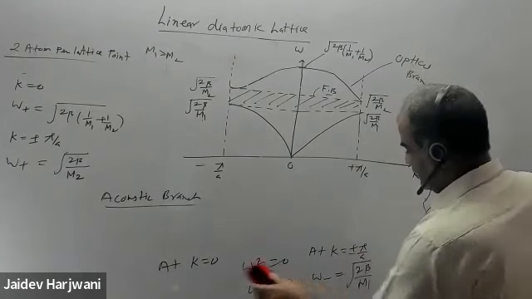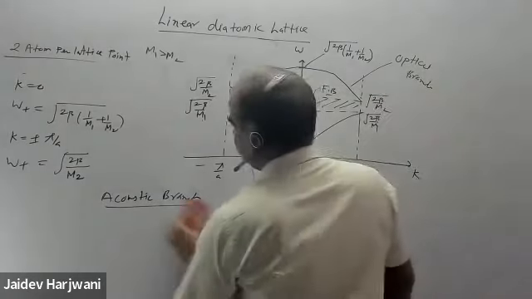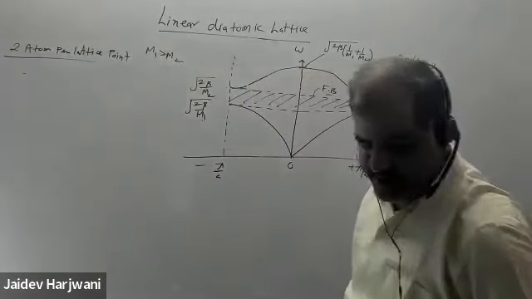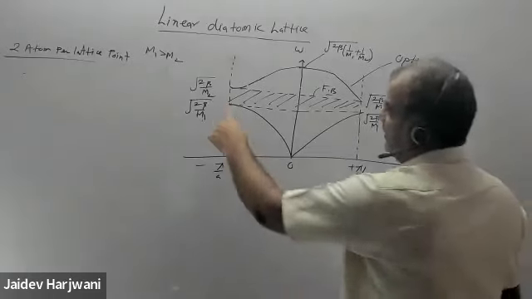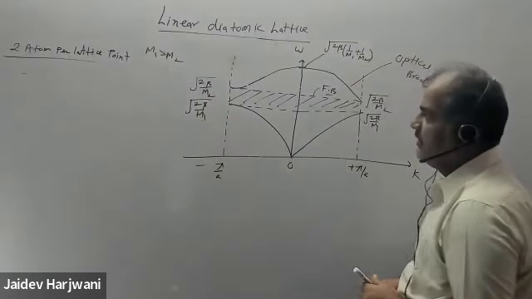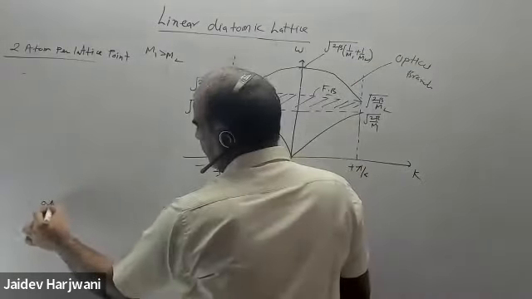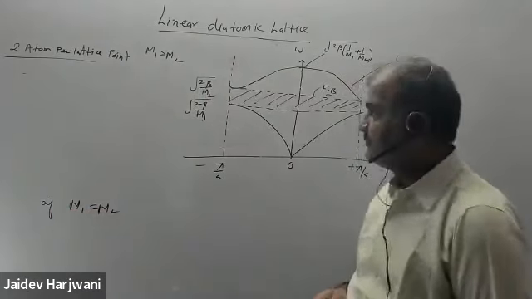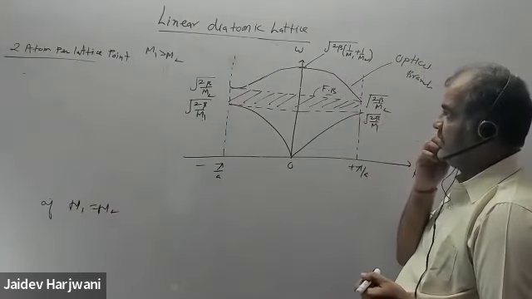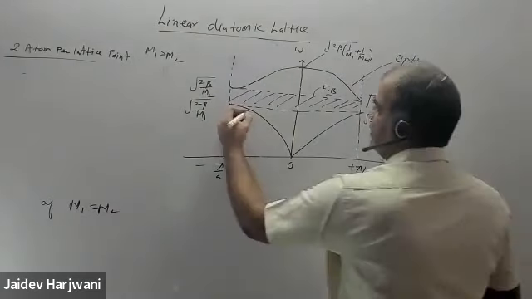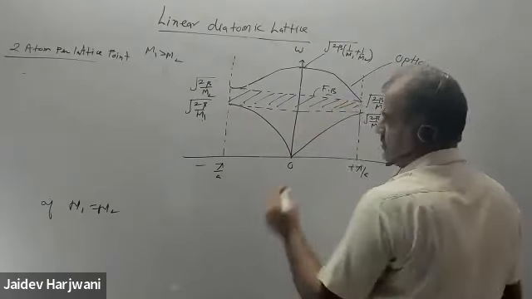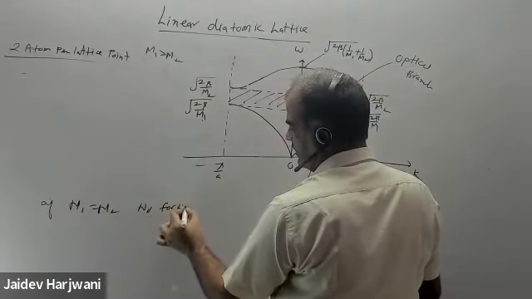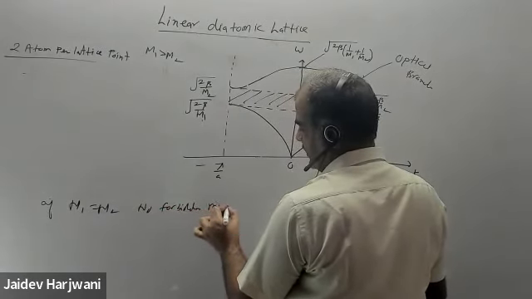I am rubbing this out, we have already drawn it here. So now let us say m1 is equal to m2. Then what will happen? No forbidden region. This point will be the same as this point, so there will be no forbidden region.